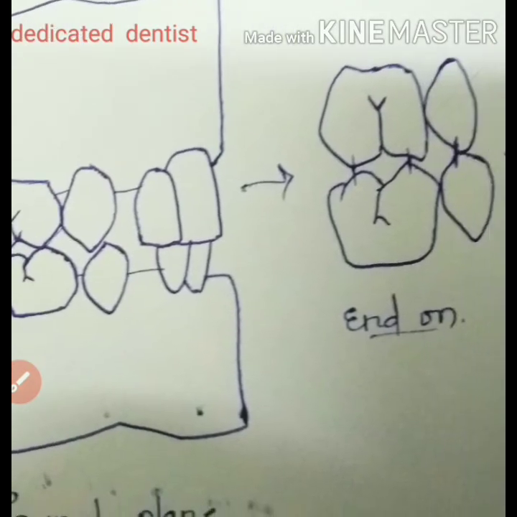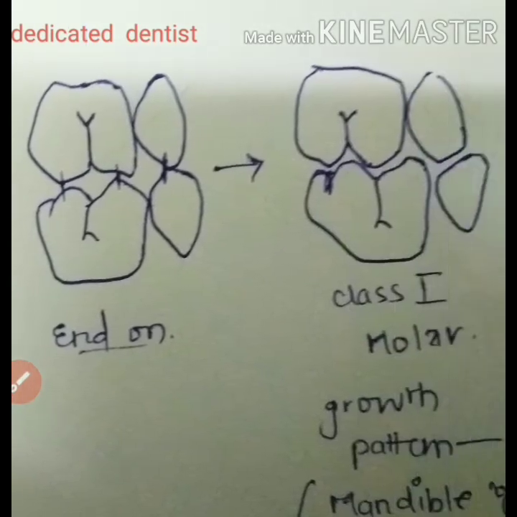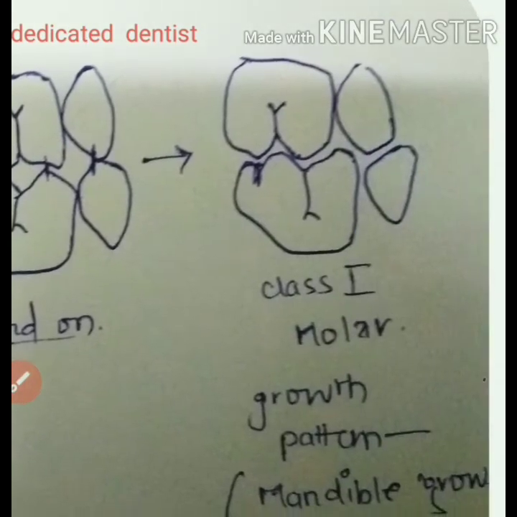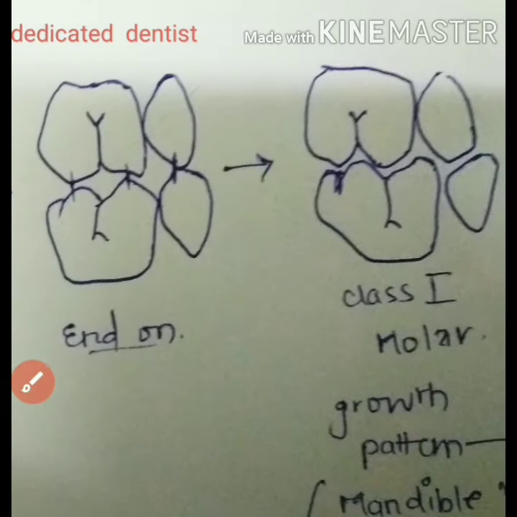Now, the changes always happen. Change is the name of the game. So when there is excess forward growth of the mandible, you can imagine what can possibly happen. This will move forward, that is, this cusp will fall into this embrasure area, and this mesiobuccal cusp will fit into the mesiobuccal groove. I hope you can visualize it. So we will get a class 1 molar relationship.